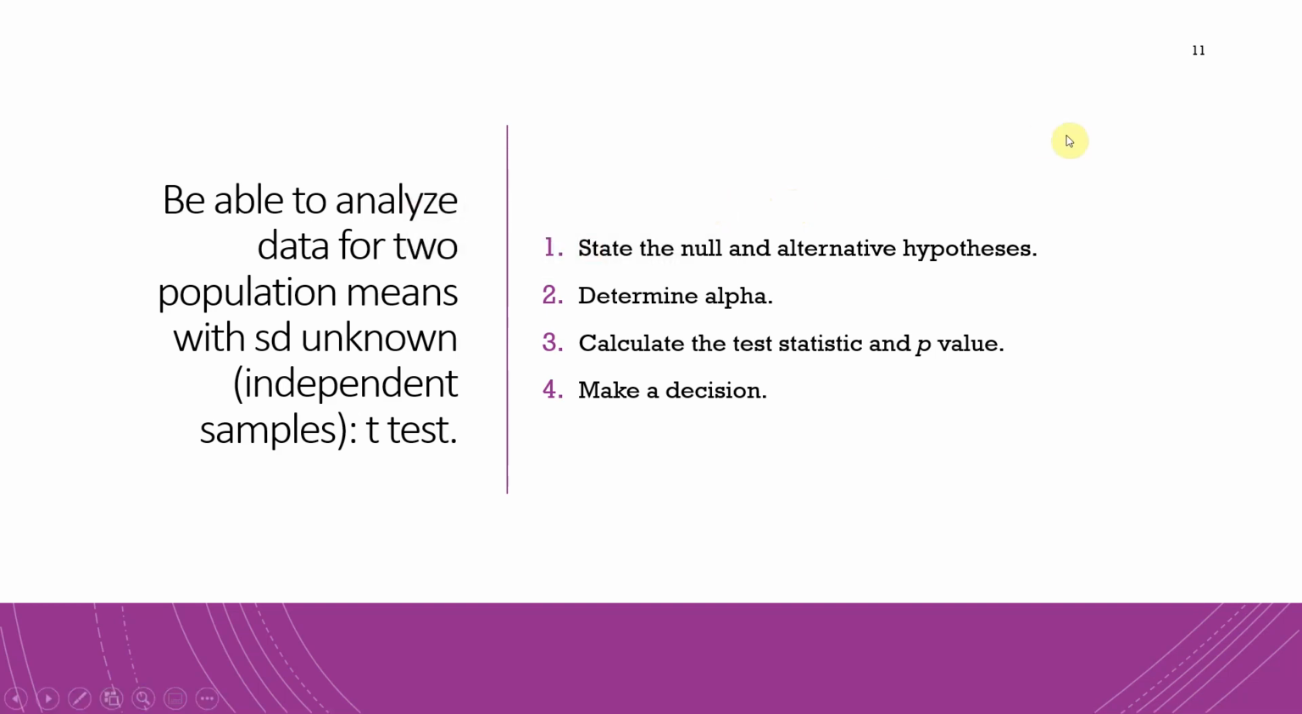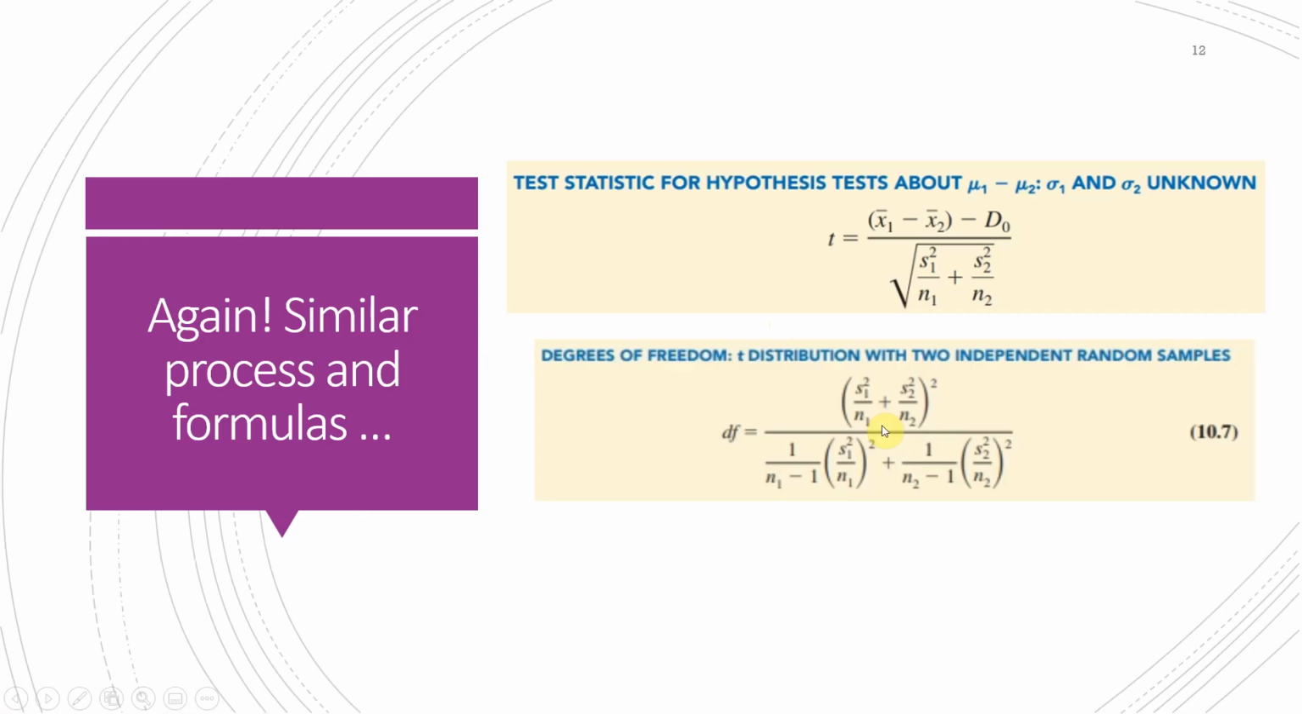All right, here's another example. So now again, we're looking at two population means, independent samples, but this time we don't know the standard deviation. So we have to use the t-distribution, t-test, t-statistics. So again, the process is the same. State the hypotheses, figure out alpha, the test statistic, p-value, make a decision.